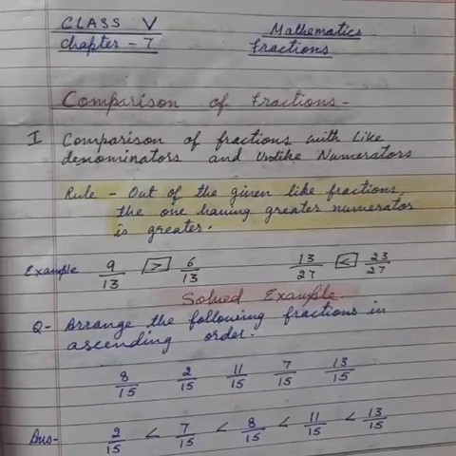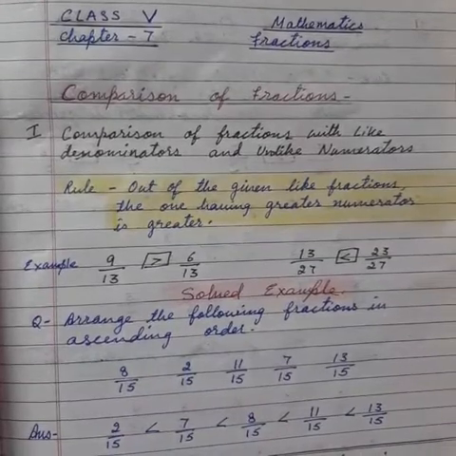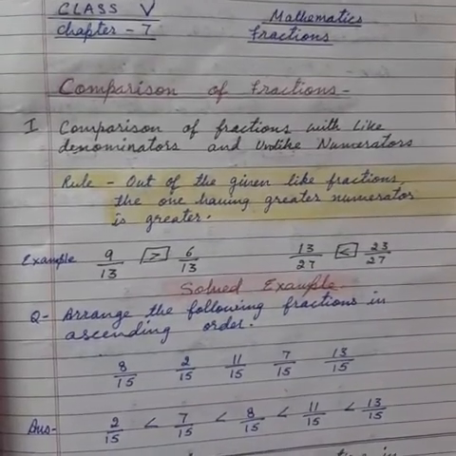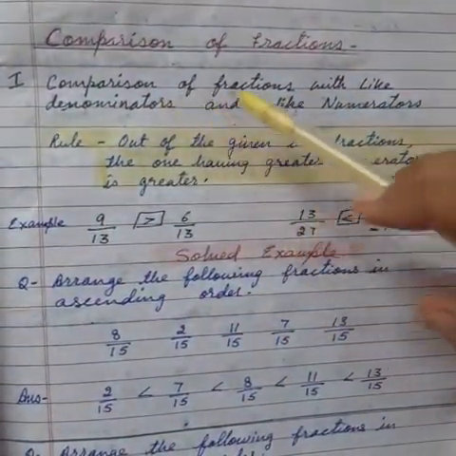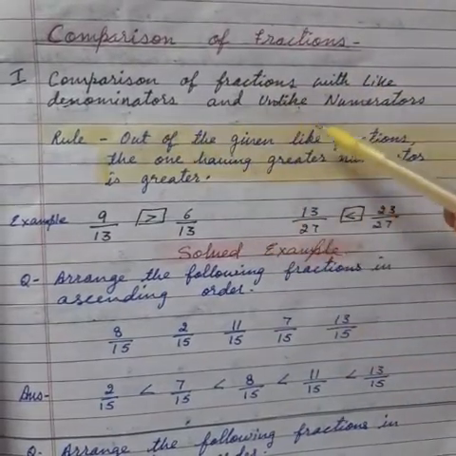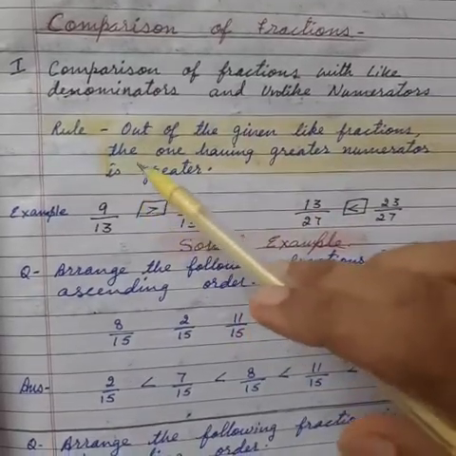Class 5. This is the second portion of your lesson number 7, fractions. Here we will study about comparison of fractions. The first part of this comparison of fractions is comparison of fraction with like denominator and unlike numerators. So there is a rule which you need to learn.